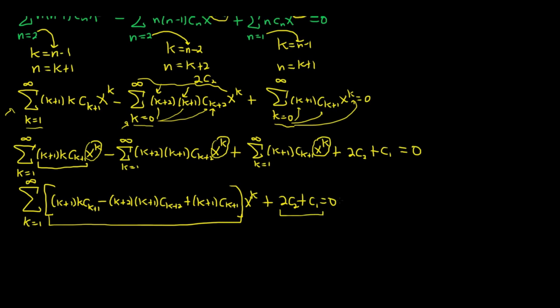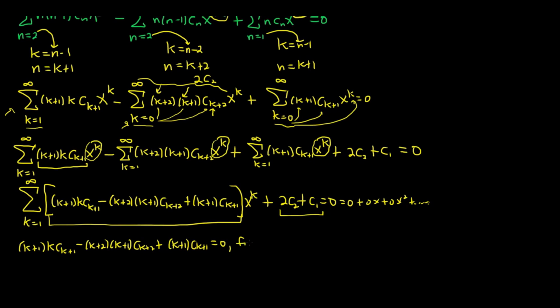This is the constant term, right? This is really 0, 0 plus 0x plus 0x squared plus and so on. So if you equate coefficients, if you use matching, all of the coefficients are 0. So k plus 1, k, c sub k plus 1, minus k plus 2, k plus 1, c sub k plus 2, plus k plus 1, c sub k plus 1. Let me just make sure I wrote all that down correctly. Yep, and that's equal to 0.